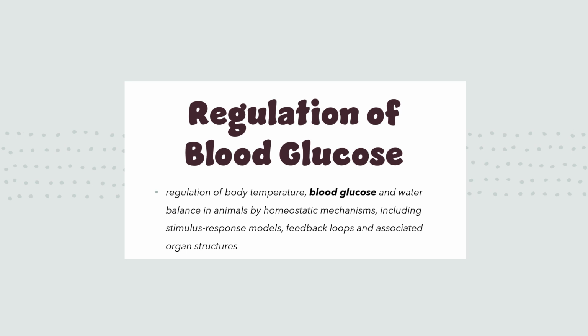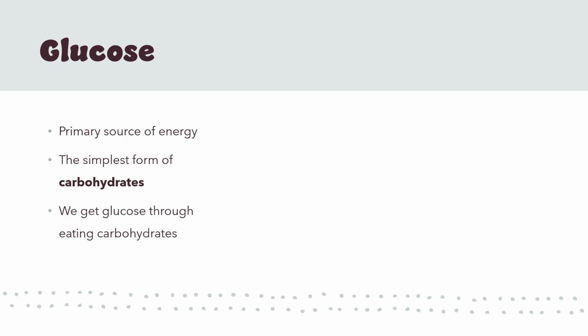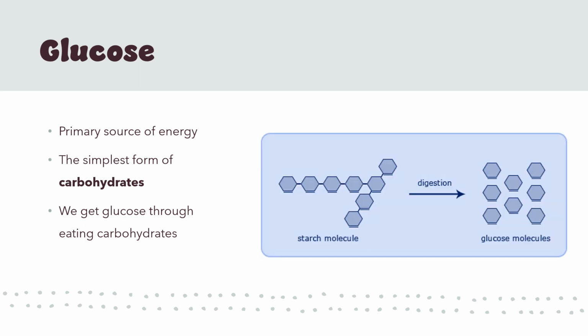Hi everyone, so today we're going to be looking at regulation of blood glucose and how our body maintains homeostasis in relation to the amount of glucose in our bloodstream. So firstly, what is glucose? It is our primary source of energy. It is the simplest form of carbohydrates, and we get glucose through eating carbohydrates. So for example, if you're eating a potato, you're going to be ingesting starch molecules. Your body is going to digest those starch molecules and produce glucose molecules.